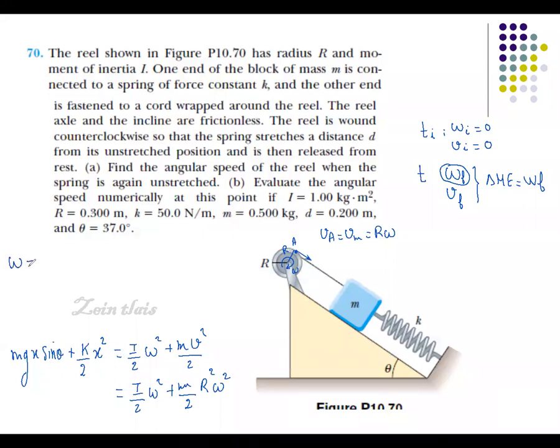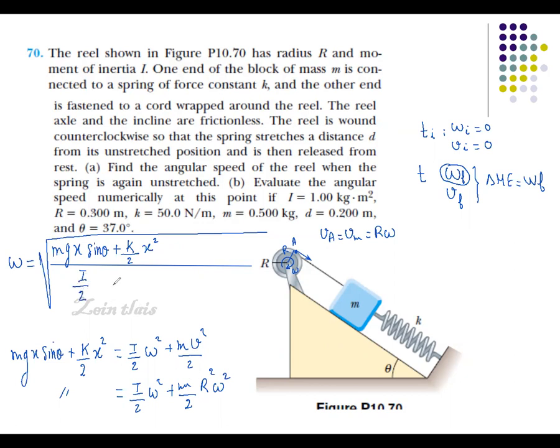We have omega equals to the square root of m g x sine theta plus k over 2 x square, divided by I over 2 plus m over 2 times r square.